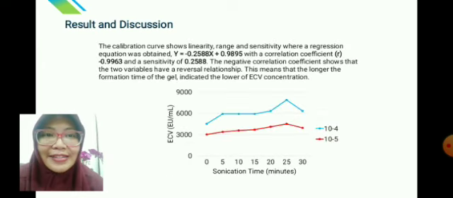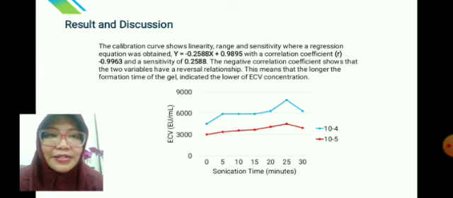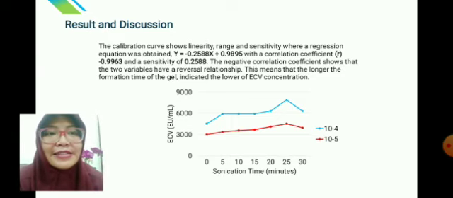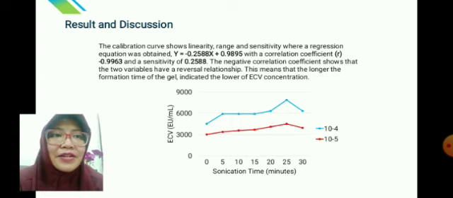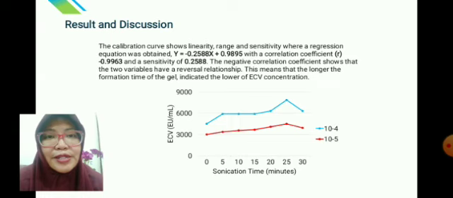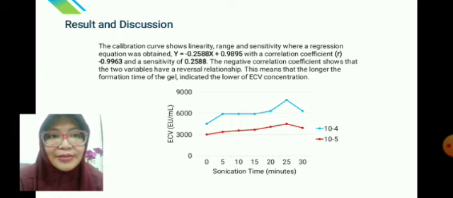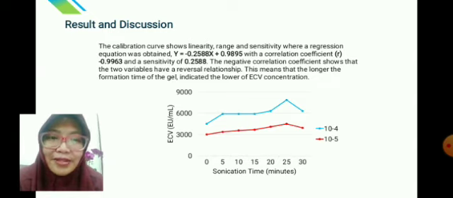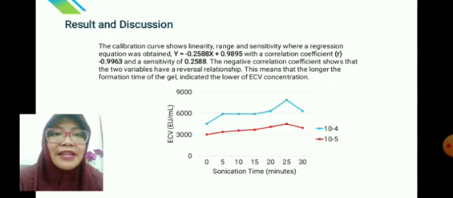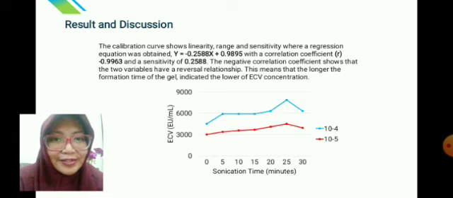For the result and discussion, the calibration curve shows linearity range and sensitivity, where a regression equation was obtained with a correlation coefficient of 0.9963 and a sensitivity of 0.2588. This negative correlation coefficient shows that the two variables have a reverse relationship. This means that the longer the formation time of the gel, the lower the ECV concentration.